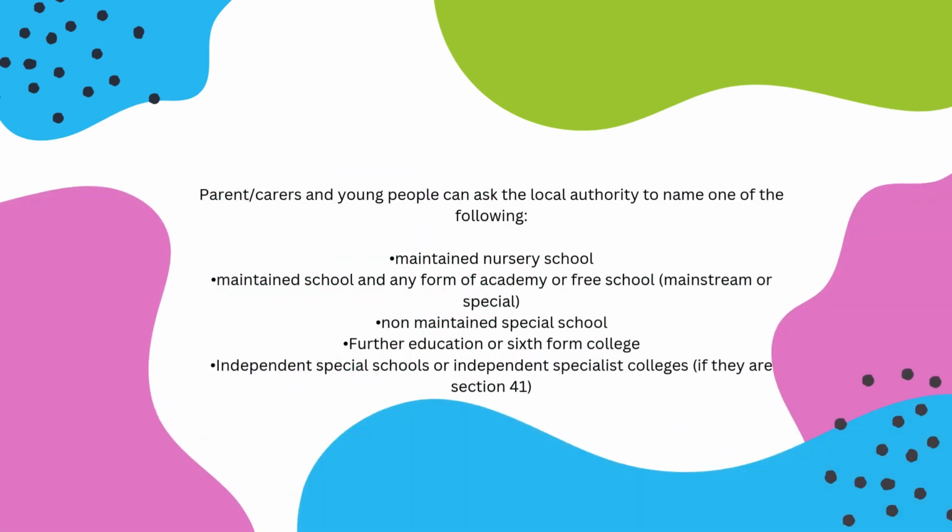Parent carers and young people can ask the local authority to name one of the following: a maintained nursery school, a maintained school and any form of academy or free school, mainstream or special, a non-maintained special school, a further education or sixth form college, an independent special school or independent specialist colleges, if they are Section 41.